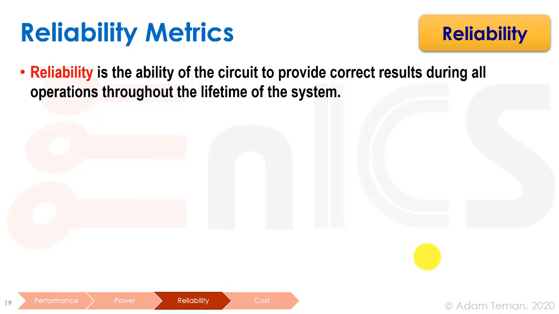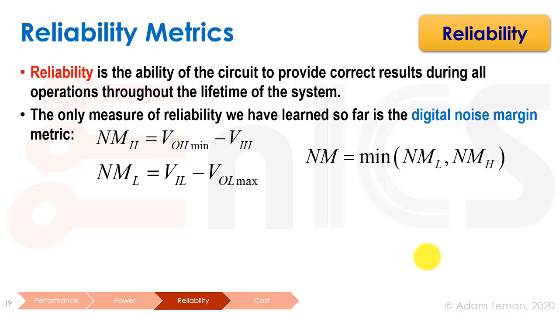So reliability is the ability of the circuit to provide correct results during all operations throughout the lifetime of a system. So far, the only thing that we've really discussed with reliability is the digital noise margin metric. So the high noise margin is the high output level minus the high input level, and the low noise margin is the low input level minus the low output level, and the noise margin is the minimum of the low and the high noise margin levels.